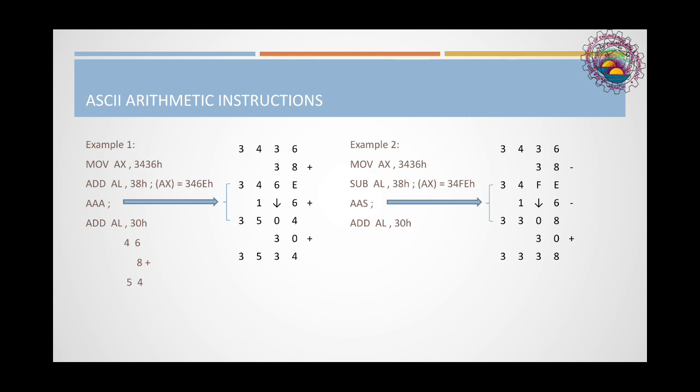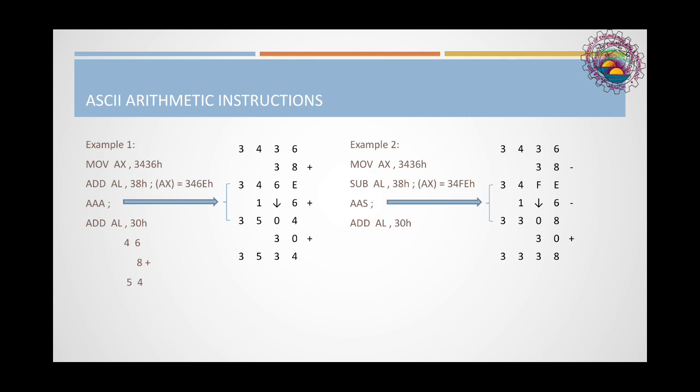Now for adjustment we have used AAS, ASCII adjustment after subtraction. So AAS will be checking the lower nibble of AL, that is E. So that number requires adjustment. So 6 will be subtracted from the lower nibble of AL. So E minus 6 is equivalent to 8, and the higher nibble of AL will be cleared to 0. And as the adjustment is made for AL, 1 will be subtracted from AH. So 34 minus 1, 33. Now that is the value in AX after the AAS instruction.